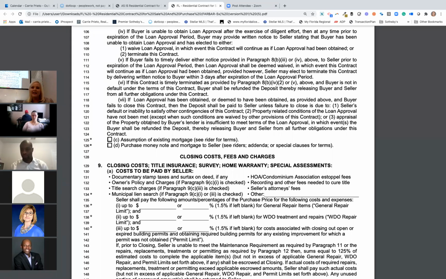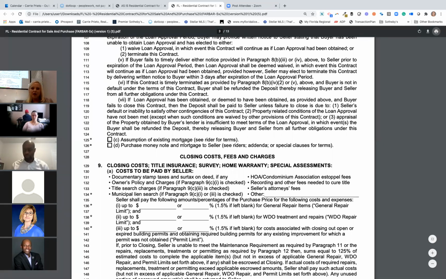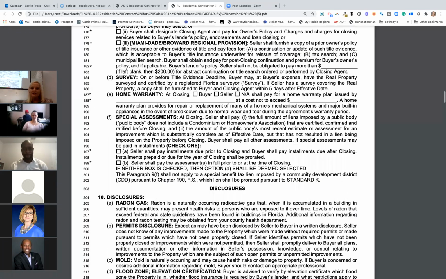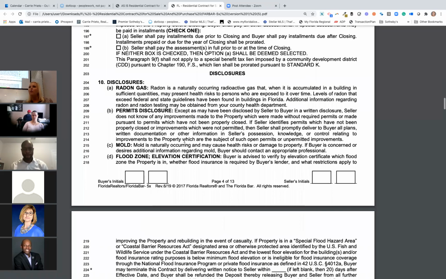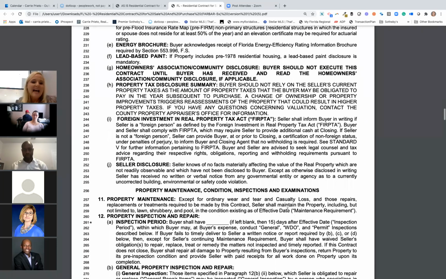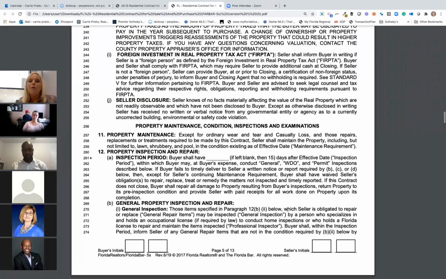Okay. Then as you move on in the as-is residential contract, all of the disclosures are the same. Special assessments, the same. Radon, permits, mold, flood, the same, guys. Energy brochure, guys. Are we supposed to send that to our customers to get signed? Yeah, we are, because it says right here, buyer acknowledges receipt of the energy brochure, right? People don't realize that. That is exactly what this says. FIRPTA, the exact same, seller's disclosure. Where it starts to change is right here.